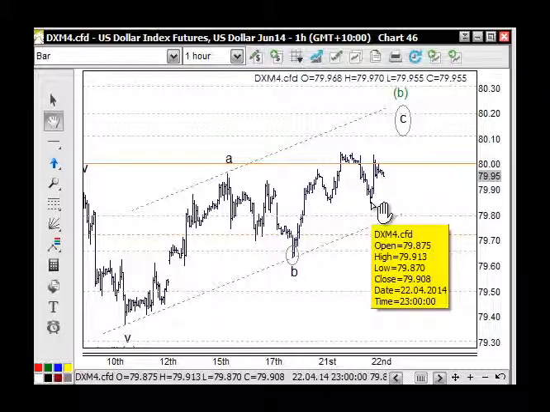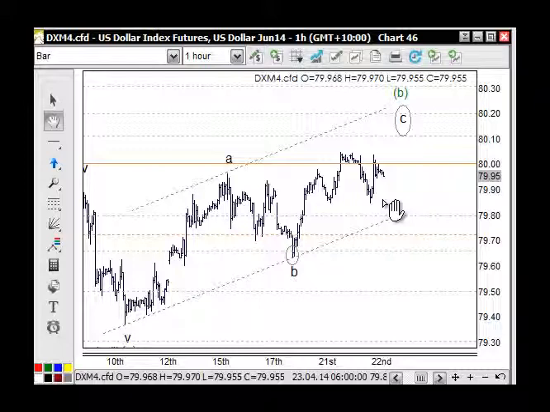Once this has been breached here, that would be the first evidence of the C wave of B being completed here. And this would also be a trigger for the euro to the upside as well, because we're looking for a buying opportunity on the euro. The euro is not that clear either. So it's all a little bit sort of wishy-washy. So that low there, 79.85, is critical for buying the euro, the break of that.